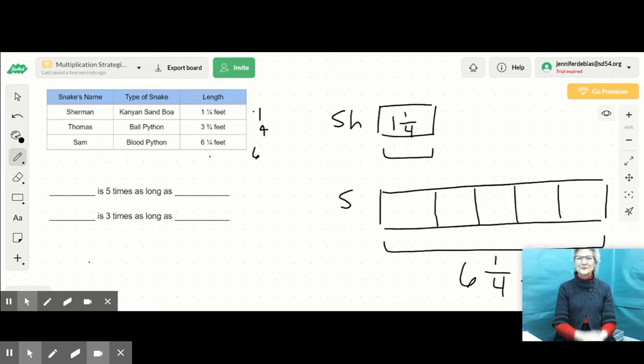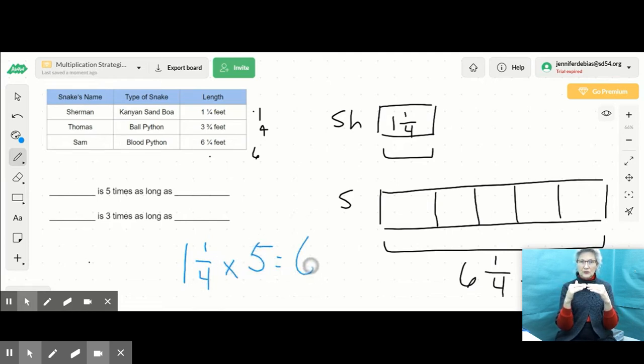Okay, so now I'm going to write out an equation. And it kind of seems like I'm working backwards because I have my total lengths of the snakes, but I don't know what snakes I'm comparing. So let's give this a try. So I would say 1 1/4 times 5 equals 6 1/4. Is that a true statement? Let's figure it out because that's what I'm guessing: Sherman is 1 1/4 times 5 would equal the 6 1/4. So let's see if that's right.